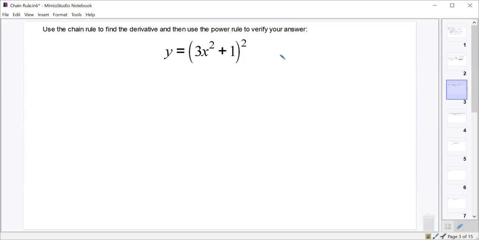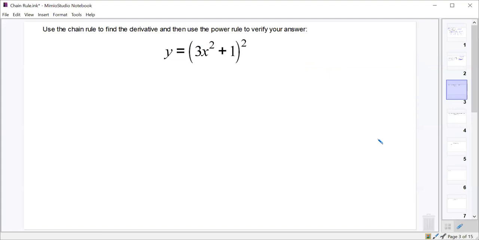One is we could write it as 3x squared plus 1 times 3x squared plus 1, and you use which rule? Product rule. Another is we could write it as 3x squared plus 1 times 3x squared plus 1 and distribute it all out and just use the power rule, right? Yep. But we're going to try and do this using the chain rule.